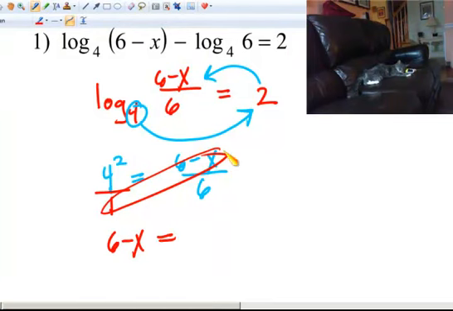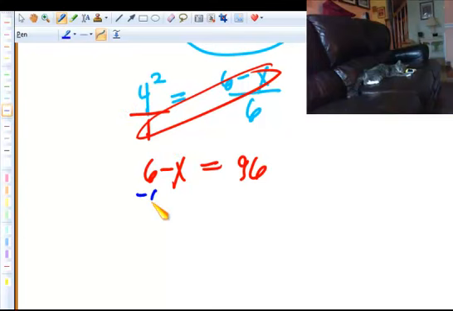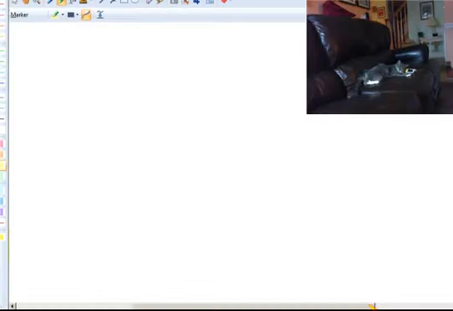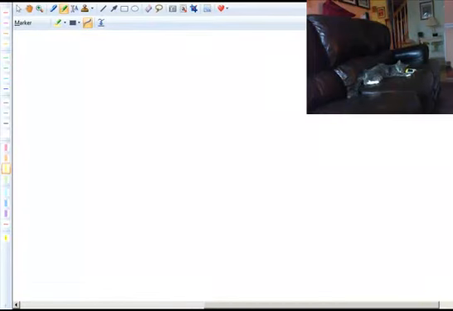Now I just need to subtract 6, giving me negative x equals 90, and then divide by negative 1. So I get x equals 90, and that's my solution. Okay, moving on to my second equation.